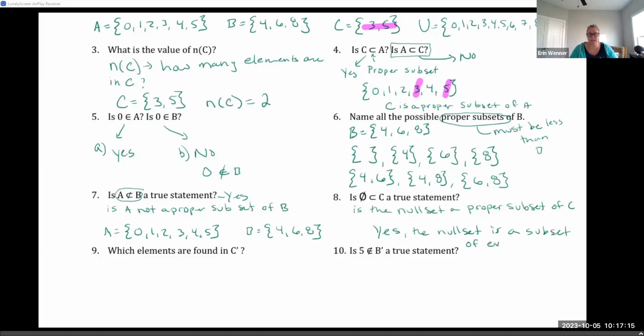The idea is that if you have this value, you can have nothing in there, right? So it's always going to be a subset, right?